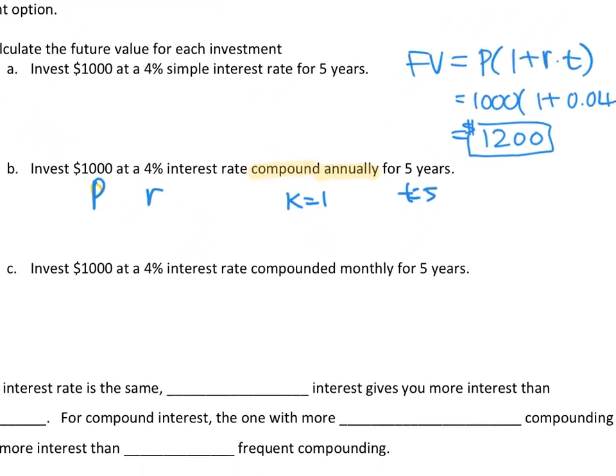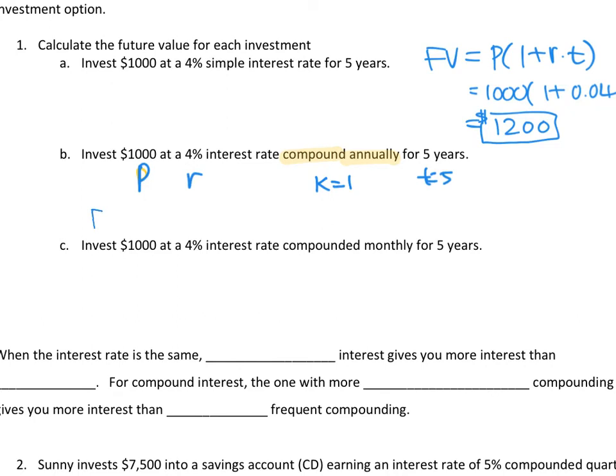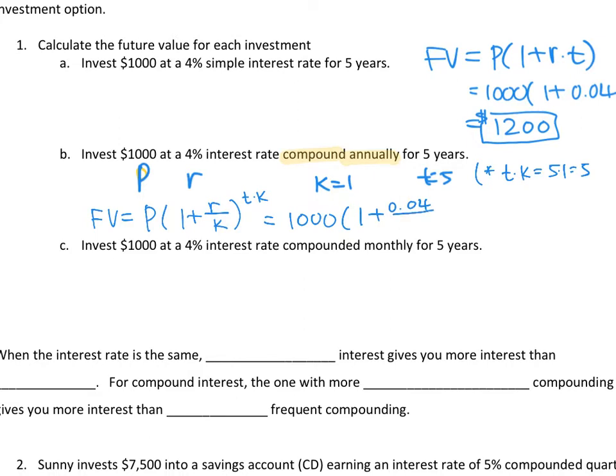So now I can use the formula here. FV, for compound interest, is P times (1 plus R over K) to the T times K. Again, as I said before, I'm going to calculate T times K first. So, side calculation: T times K is just 5 times 1, which is 5. So that will be 1,000 times (1 plus 0.04 over 1) to the 5th power. Here I already calculated TK, 5 times 1 is 5, so I'll just put 5 there.